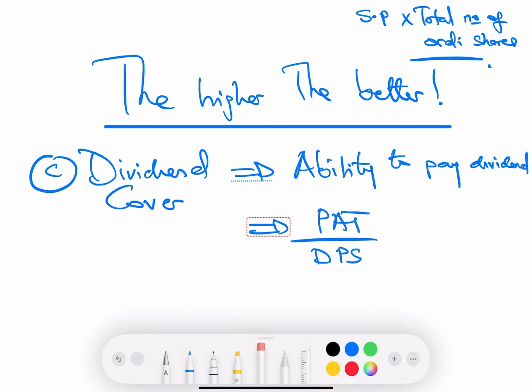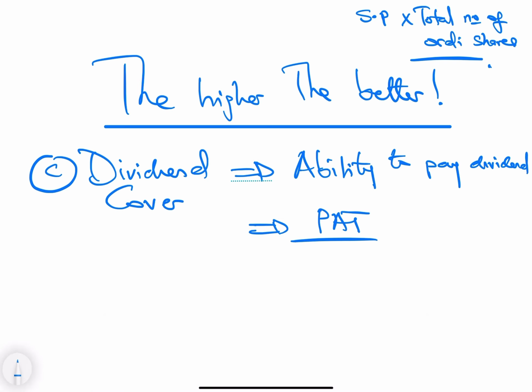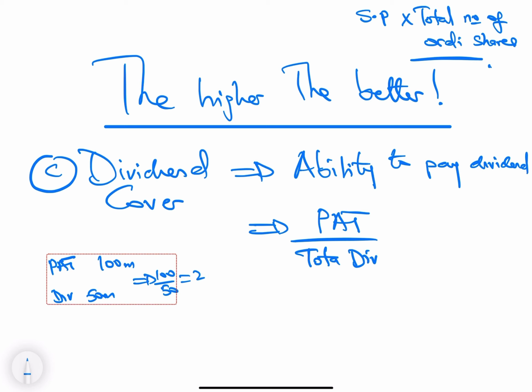But to compare likes for likes, let me not write it this way. Because profit after tax is the total dividend available, right? So the question is, are you sharing all the earnings? Most likely not. So whatever you want to share as total dividend is the cover you want to calculate. So take, for instance, if a company is making 100 million as profit after tax and it wants to declare dividend of 50 million, then the dividend cover is 100 over 50, which is 2, which means this profit after tax can cover the dividend declared twice. So that means we are comfortable, right?